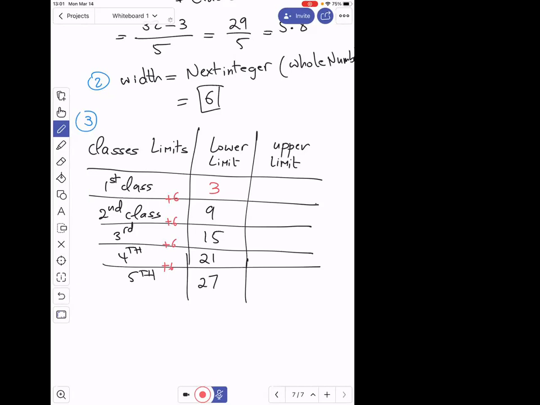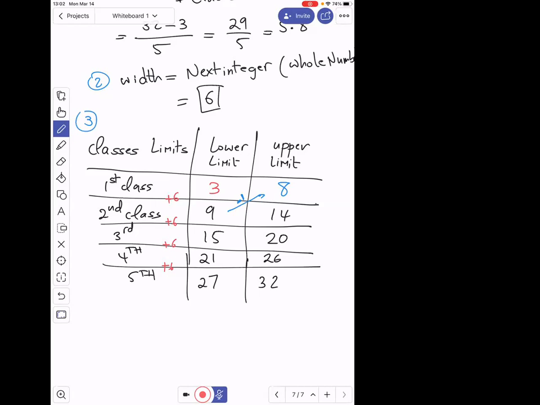All right. Now for the upper limit, you subtract 1 from the lower limit of the second class. Here this is 9, so you subtract 1, so the upper limit of the first class would be 8. Then for the next upper limits, just add 6 each time. So 8 plus 6 is 14, plus 6 is 20, plus 6 is 26, plus 6 would be 32. Okay, so those are my classes limits.